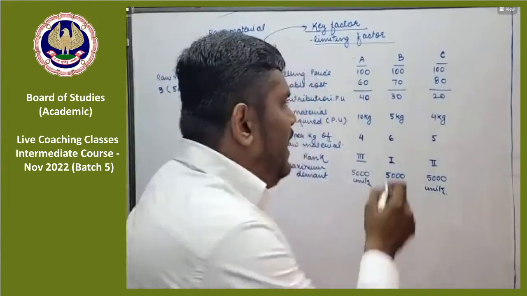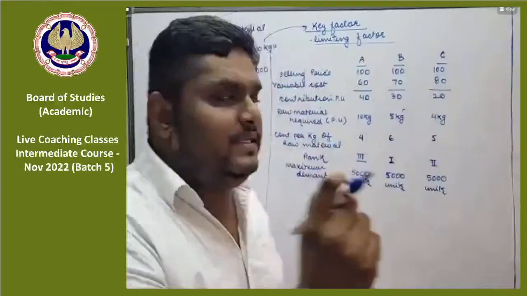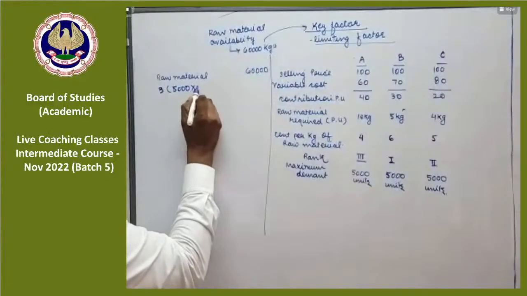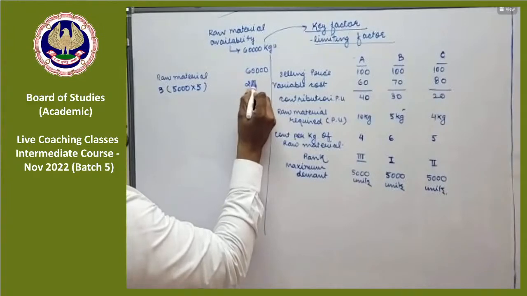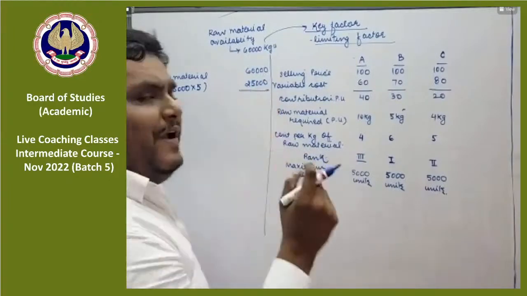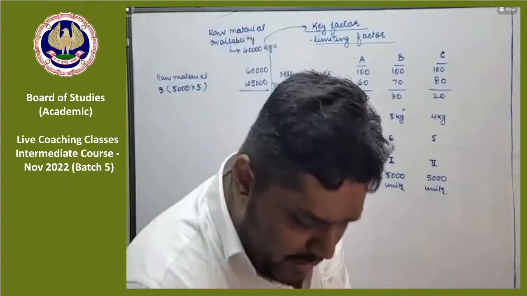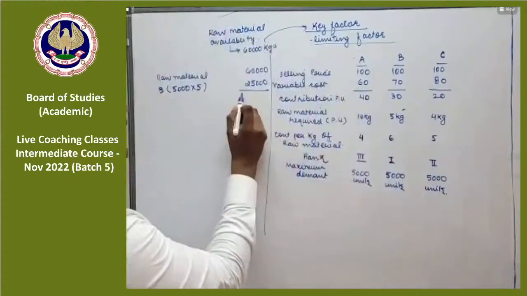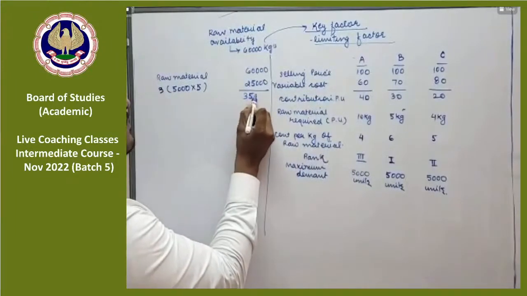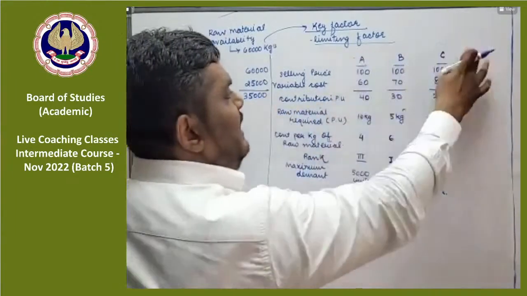Per unit we require how many kgs of raw material? 5 kgs. So total how much raw material will be used? 5,000 into 5, that is 25,000. So 25,000 kgs of raw material is already consumed in product B. So we are left with 35,000 kgs of material for product A and C.